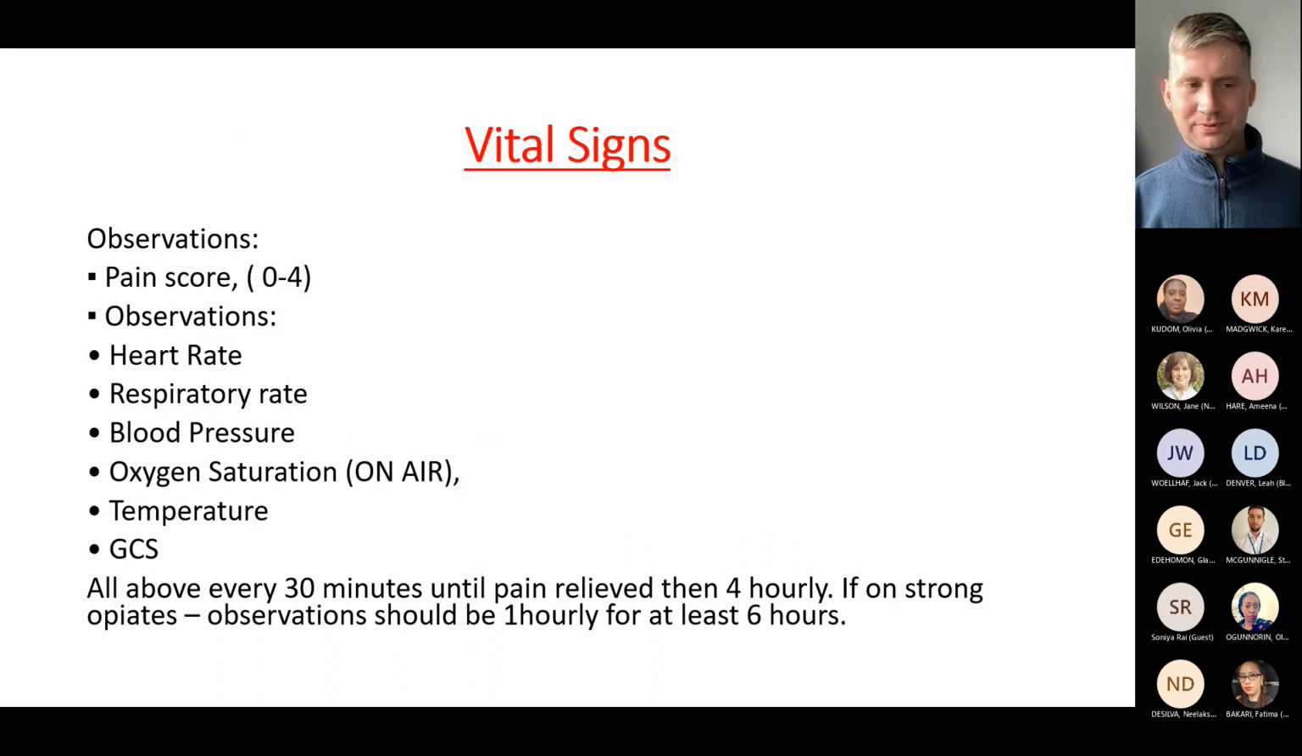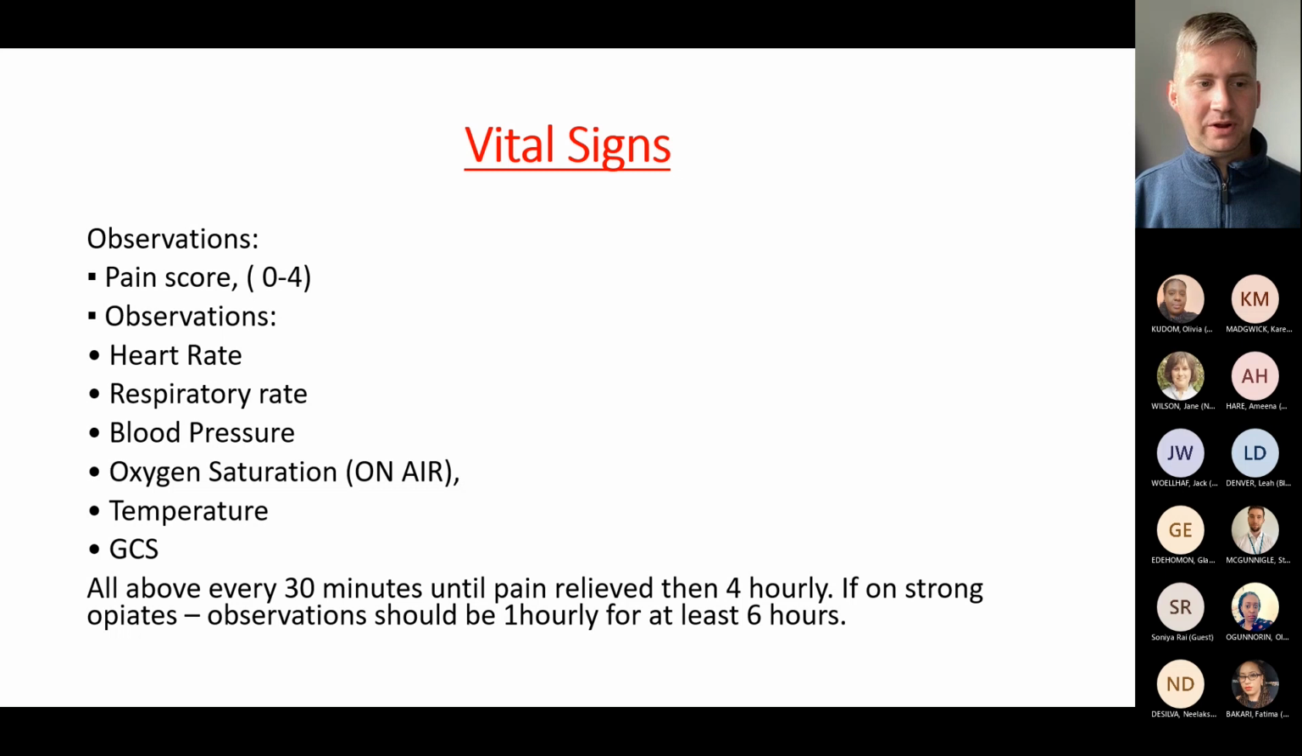So vital signs, just briefly, we all know what vital signs are. We're going to check the pain score. We're going to do the heart rate, respiratory rate, blood pressure, oxygen saturations, again on air, because we have to be mindful of acute chest syndrome that our patients might present with. Generally speaking, the oxygen saturations are usually kept on the patient key record, what their baseline is, because the patients might not know what percentage they're usually on. So that information should be available.